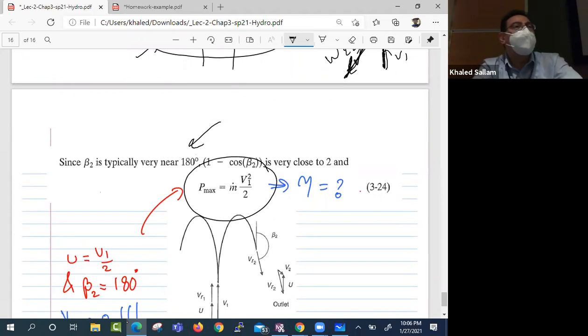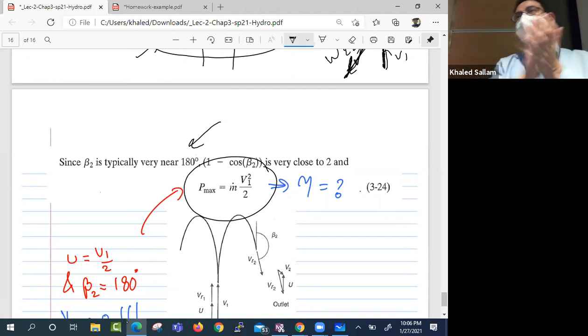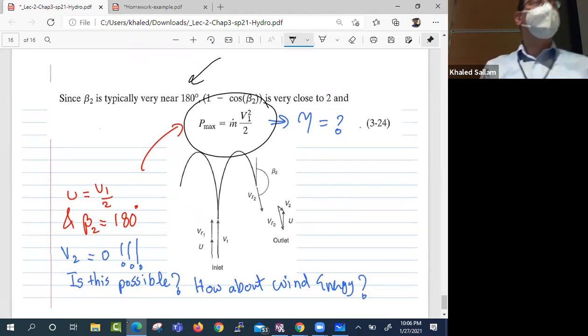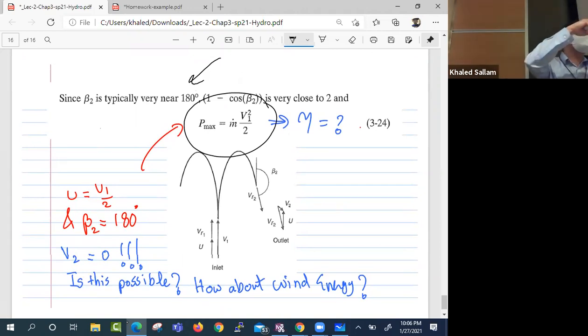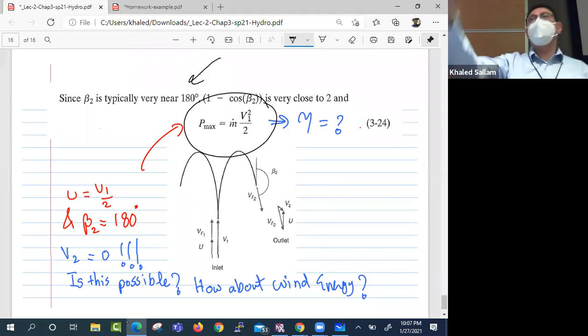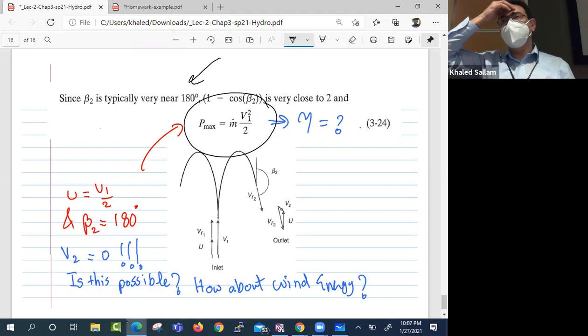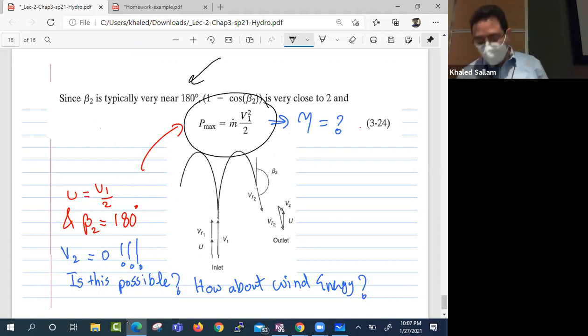And what does that mean? If the power you extract is half m dot V1 squared, your efficiency is 100%, because you used all the kinetic energy. But when you do this, when you use all the kinetic energy, that means the water comes and just stops and drops. You consumed all the water. It's really like the wind comes and just uses all its kinetic energy. Okay.